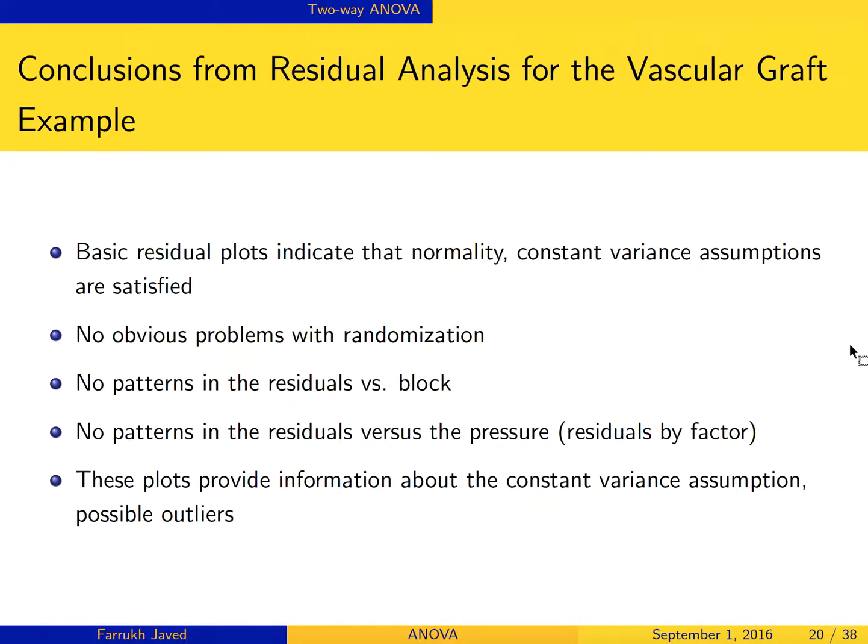No obvious problem with randomization. No pattern in residuals versus blocks. Like residuals were not associated with blocks. They were not depending on one another. And also the residuals were not associated with pressure, the other factor. So they were not depending on one another. So if we see that there are no patterns like that, it means we say that, okay, our model is good. We can consider that model. And if we consider that model, it means we can rely on our conclusion.